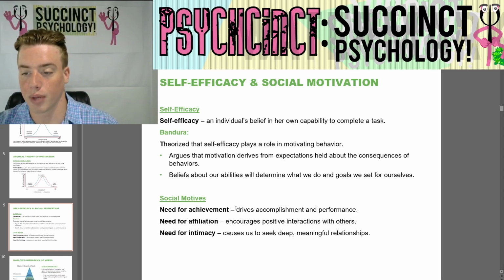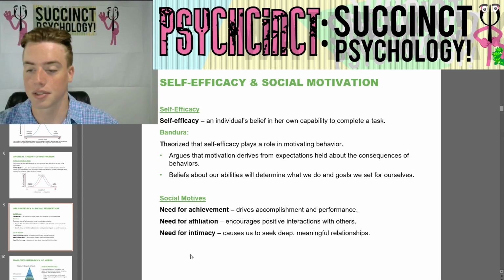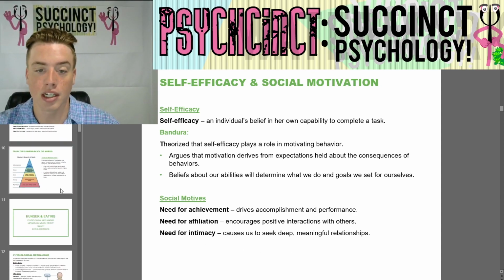So, social motives, need for achievement, it drives accomplishment and performance. Your need for affiliation encourages positive interactions with others, and the need for intimacy causes us to seek deep, meaningful relationships, like having a boyfriend or a girlfriend.